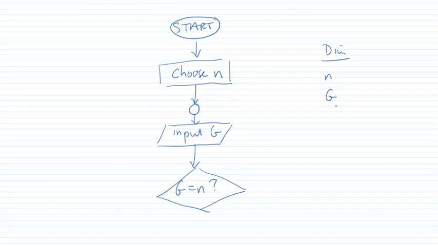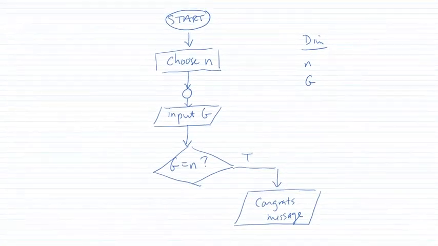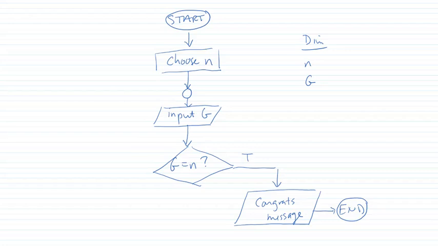If the guess G equals the number, then we exit, and we might display some sort of congratulations message, and we end. However, if we're false, if the guess is false, we'll have a message that'll say something like try again, and this will loop back up to before they input the guess.